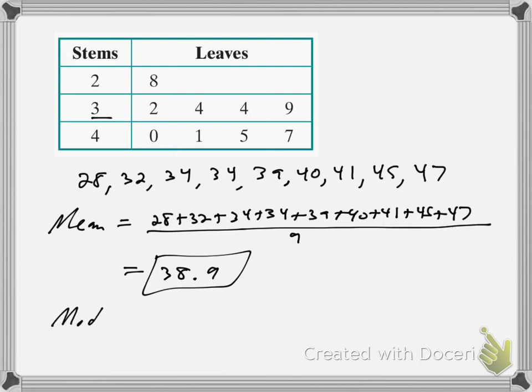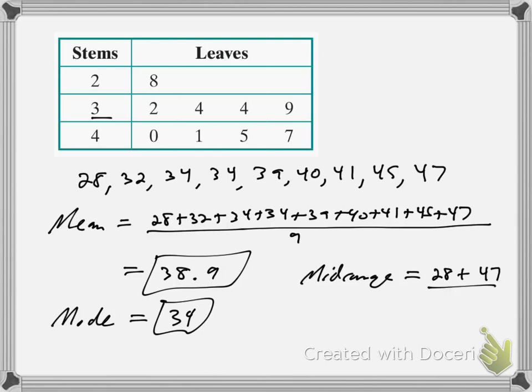Okay, my mode: what appears the most? Well, 34 appears twice. That's the only thing that appears twice, so 34 is my mode. Okay, the mid-range is the lowest plus the highest over 2, which is 37.5.